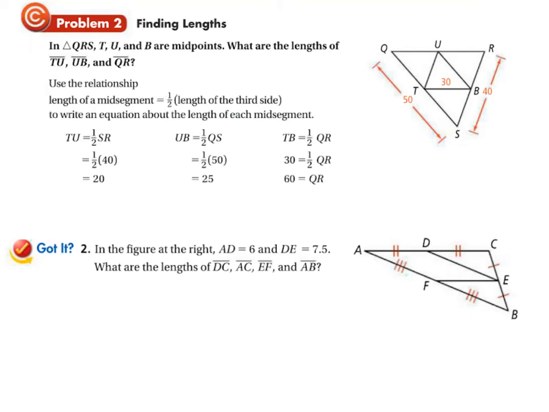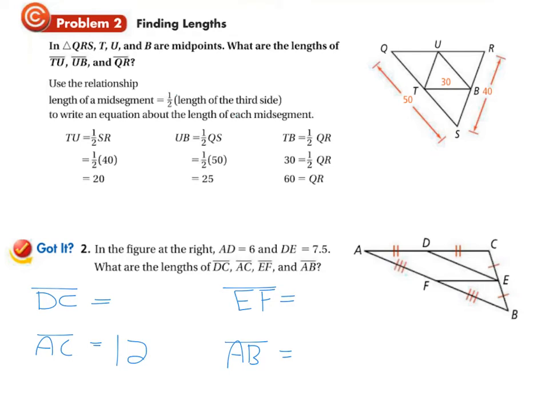What about here? What are the lengths that they are asking for in this particular got it problem? Give it a go. See how you do. So what do we know here? They say that AD is 6, and that's the same length as this right here. So AD plus that same length here, for DC, would be 6 plus 6, which is 12. So AC measures 12.